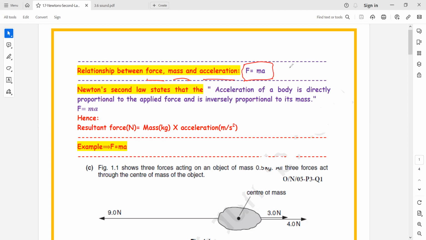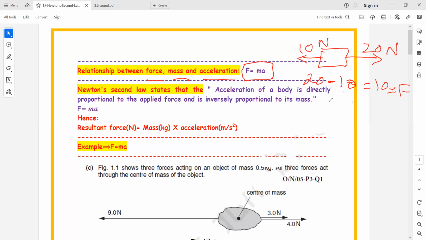But this force is not a single force. This force is actually the difference of two forces. Meaning, if there is an object, the driving force is, let's suppose, 20 Newton forward, and air resistance or ground friction is taken in the opposite direction. So when you take the difference of these two, 20 minus 10, this difference is equal to the resultant force F.